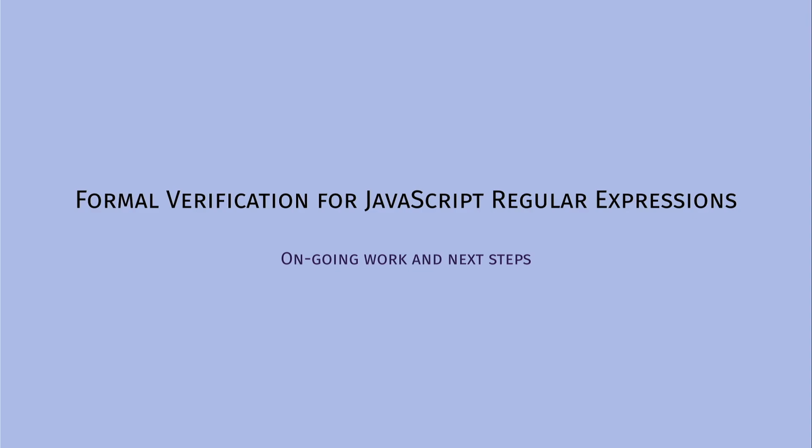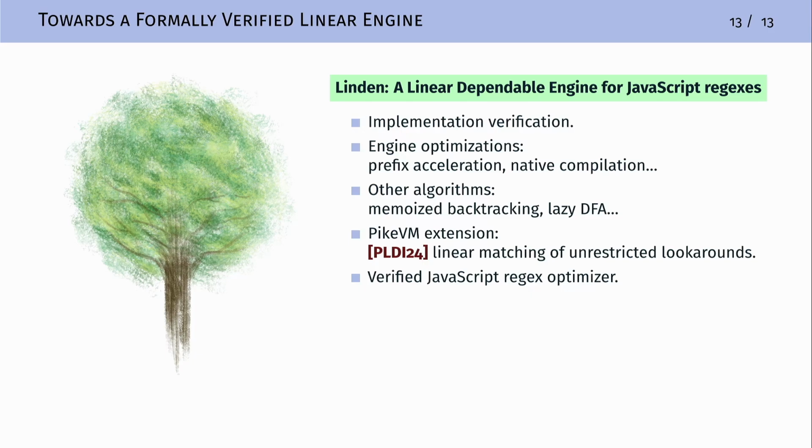Now, those semantics and these proofs are only the first step of a bigger project, because now we would like to develop what we call Linden, a formally verified linear time engine for JavaScript regexes. Now, of course, we still have multiple things to do. We have to provide verification of an implementation and not just a verification of an algorithm. And then we have many optimizations and other algorithms that we should try and verify.